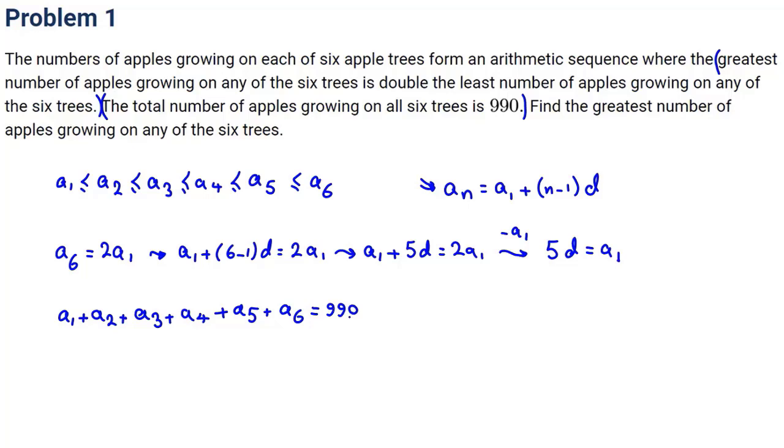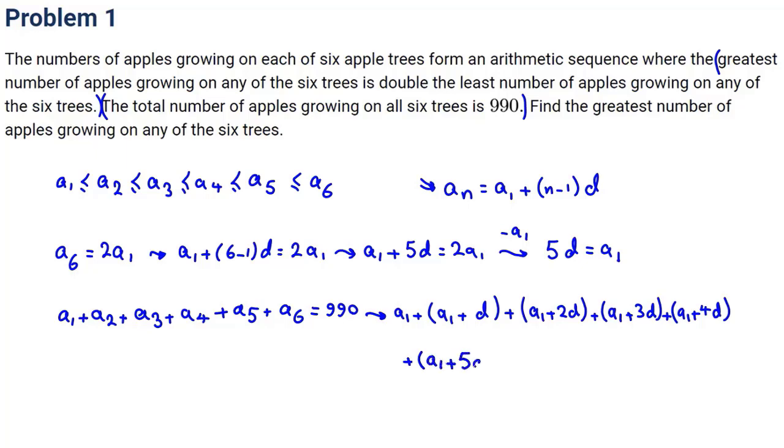Now let's analyze the second equation. Okay, a2 is a1 plus (2 minus 1)d. a3 is a1 plus 2d. a4 is a1 plus 3d. a5 is a1 plus 4d. And we can write the rest here: a1 plus 5d for a6, and the sum equals 990.